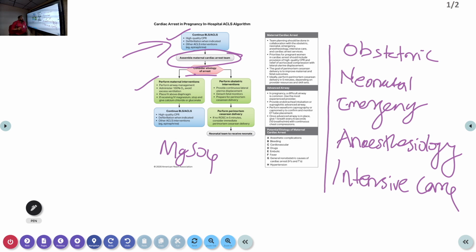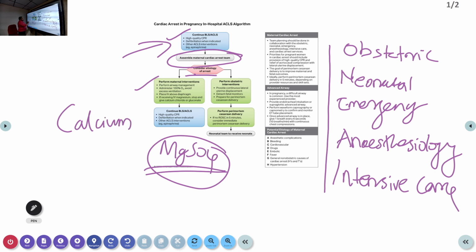So what will happen when you give magnesium sulfate? They can go into magnesium toxicity. Suppose this patient is already having high blood pressure and she is receiving magnesium and she has gone into a cardiac arrest. You have to think whether it is due to magnesium toxicity. If it is, you have to stop that, and the antidote for that is calcium gluconate.